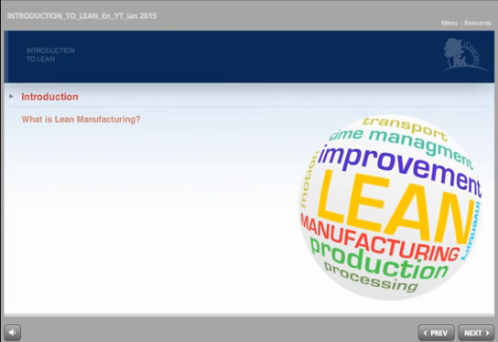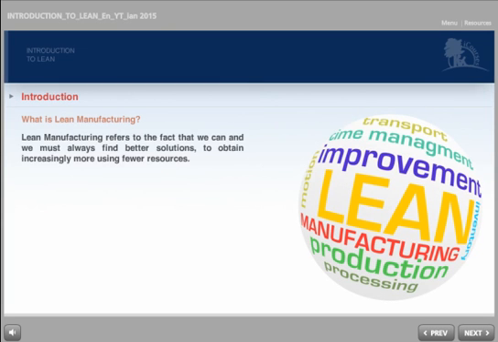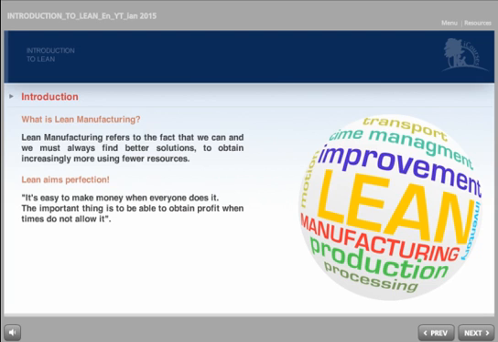Shortly, what is lean manufacturing? Lean manufacturing refers to the fact that we can and must always find better solutions to obtain goals while using fewer resources. Lean aims for perfection. A Japanese guru in Lean said at one point, "It's easy to make money when everyone does it. The important thing is to be able to obtain profit when times do not allow it."